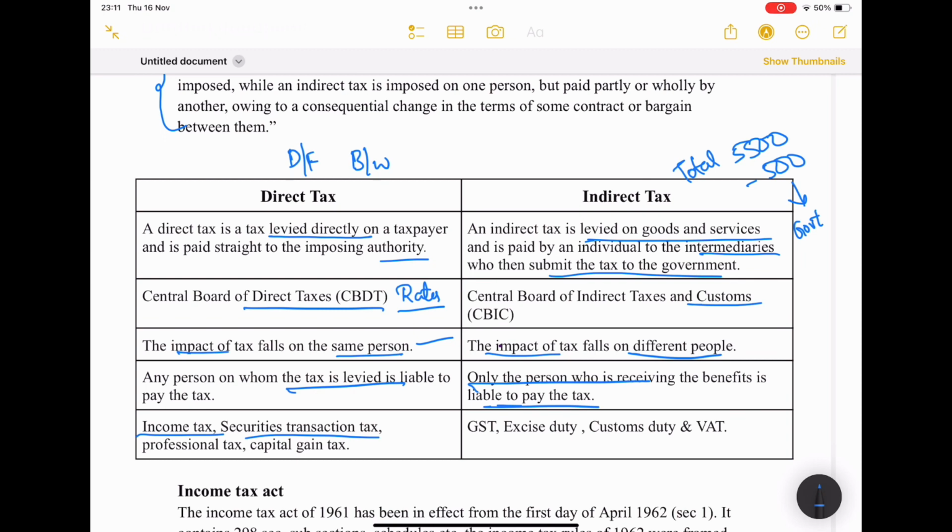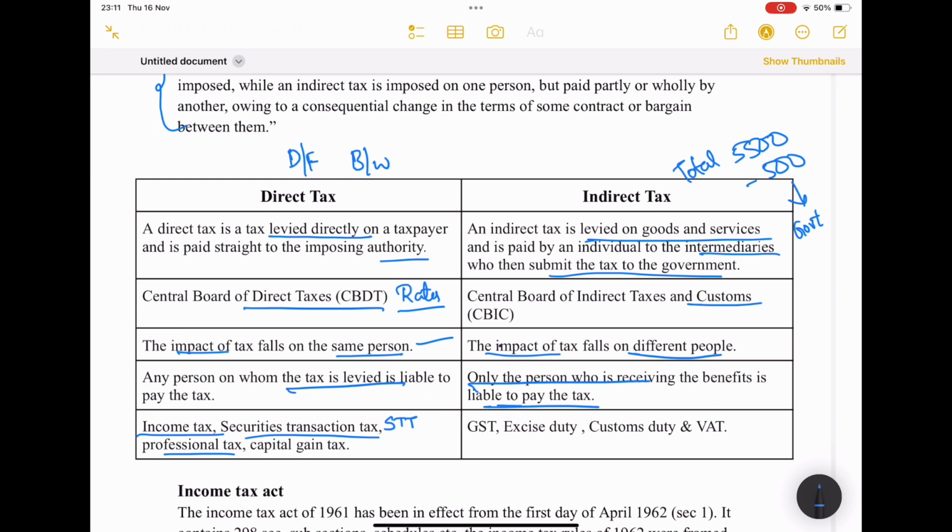So what do you mean by security transaction tax? STT, in simple terms we will call it STT. STT is mainly on stock market transactions. Those people are liable to pay this STT when their transactions are more than lakhs; at that time they are going to pay security transaction tax.